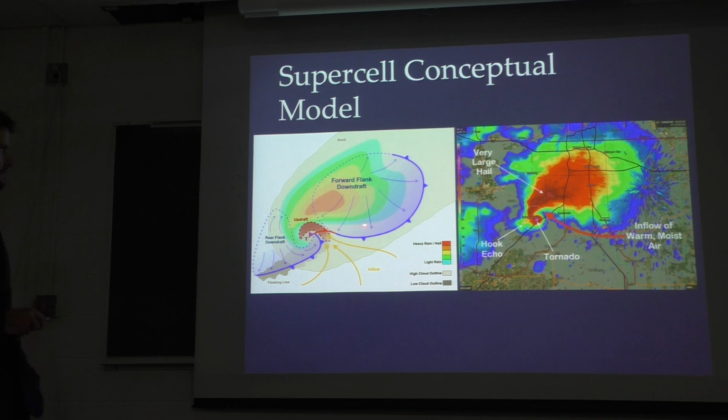The main core of precipitation creates what we call the forward flank downdraft. And so you see this big area of divergence here. The updraft is centered basically right underneath the tip of the hook echo, about right here. And this whole area here is warm inflow into the storm.